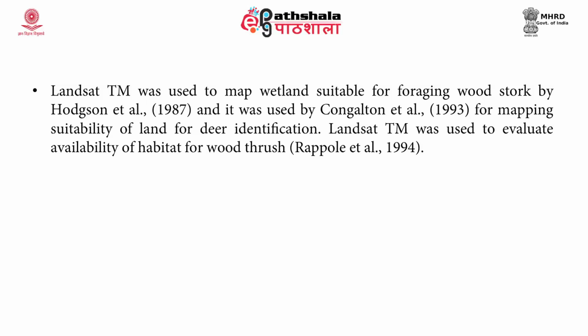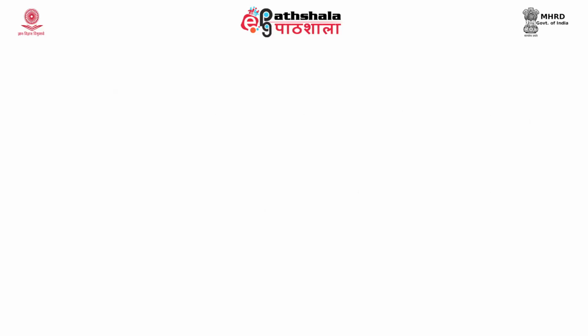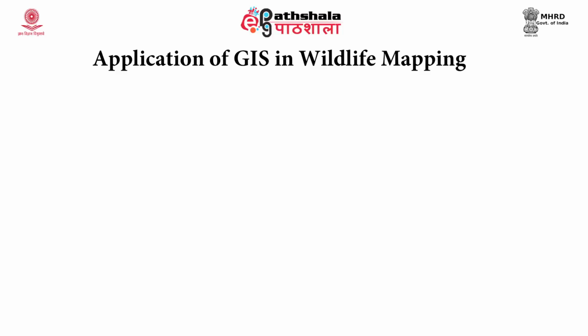Landsat thematic mapper was used to evaluate the availability of habitat for wood thrush. These studies relied on the vegetation map acquired from remote sensing as the sole explanatory variable, but land suitability for wildlife may be found out using more than one factor for better representation. Now, coming to our next topic, the application of GIS in wildlife mapping.